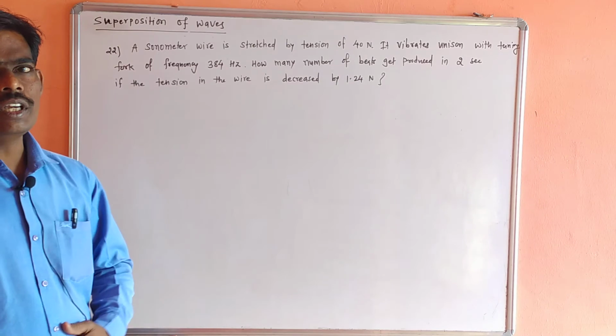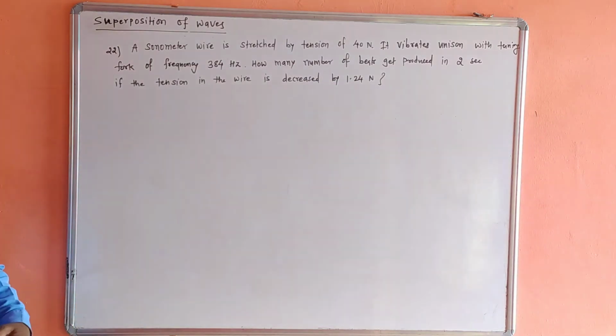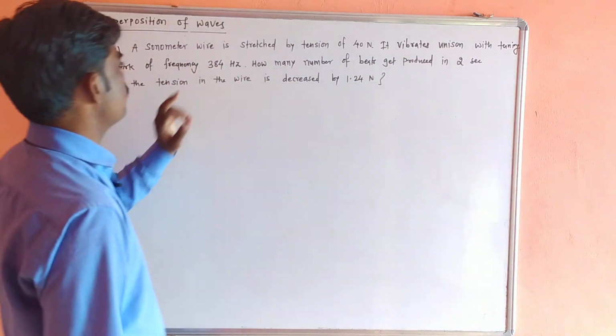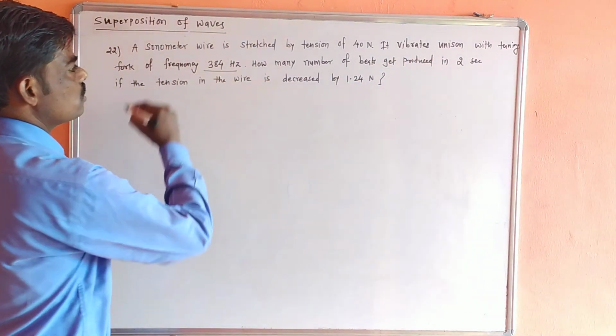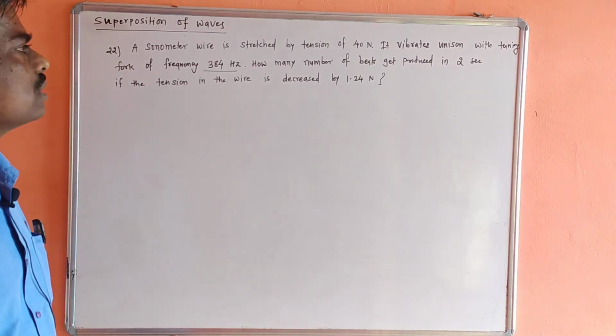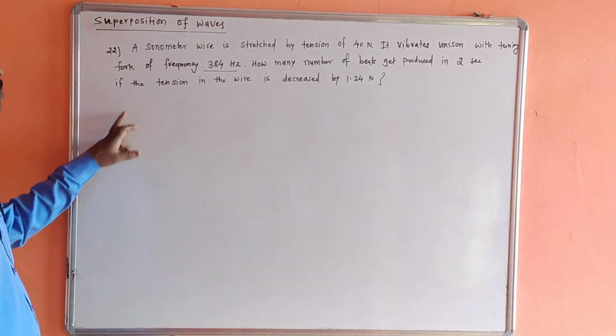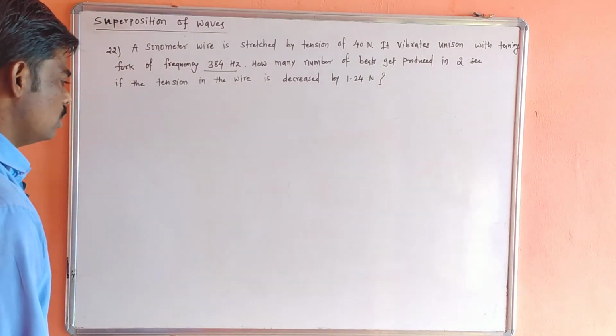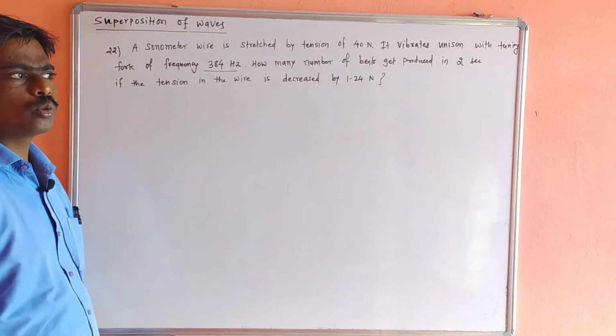Problem number 22. A sonometer wire is stretched by tension 40 Newton. It vibrates in unison with a tuning fork of frequency 384 Hertz. How many beats get produced in 2 seconds if the tension in the wire is decreased by 1.24 Newton? So we have studied the theory of sonometer.